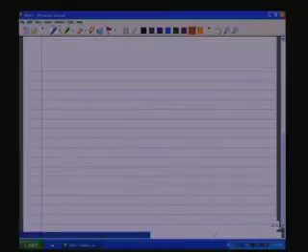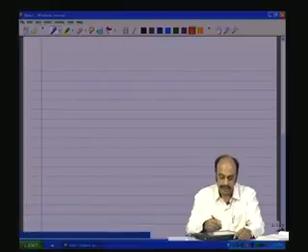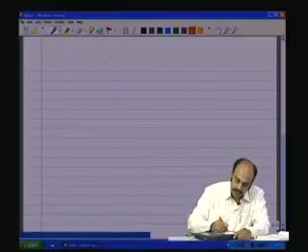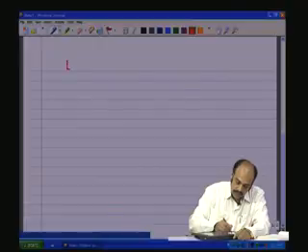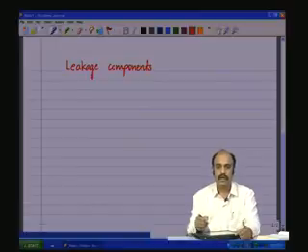Now, we shall introduce a few other non-idealities, what is called the leakage component in the transformer.